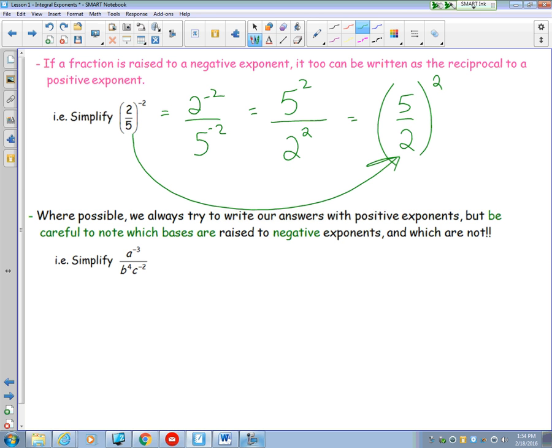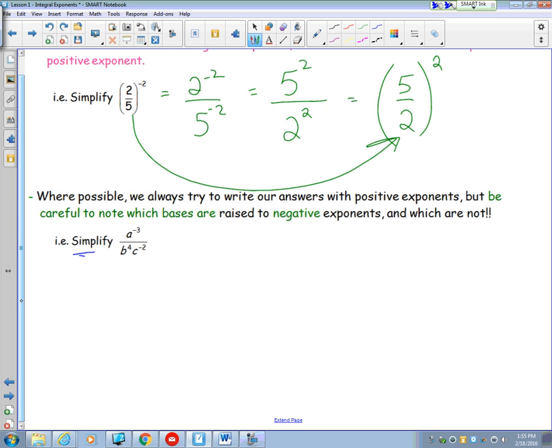Hey, one big idea here. Be careful which things have negative signs on them, because some things have positives, some things have negatives. All I really care about are the negative exponents. But look at the expression right here. I want to simplify this. Okay, the things with the negative exponents are ones that need to be fixed. The b has a positive exponent. It's just fine the way it is. Leave it there.